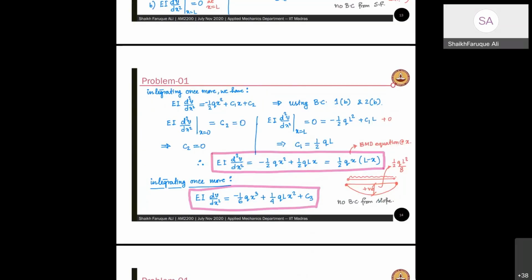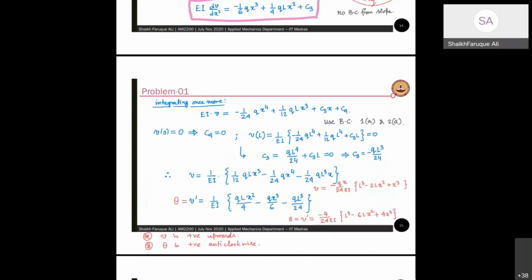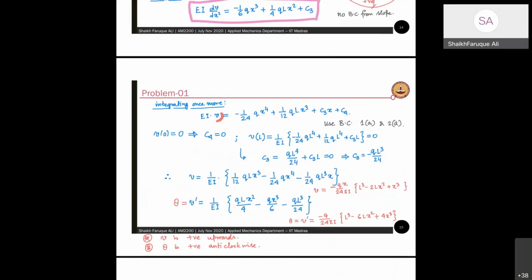So this equation to be used is not going to harm your calculation. Integrating once more, we will get slope. So that comes out to be this, where C3 is the constant of integration, and you cannot find C3 because you don't have any slope boundary condition. Okay. Then if you integrate once more, you get the deflection. EIV is equal to this.